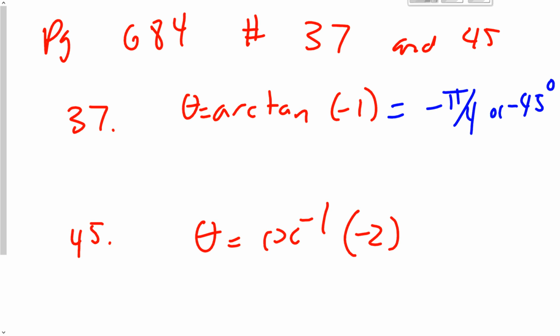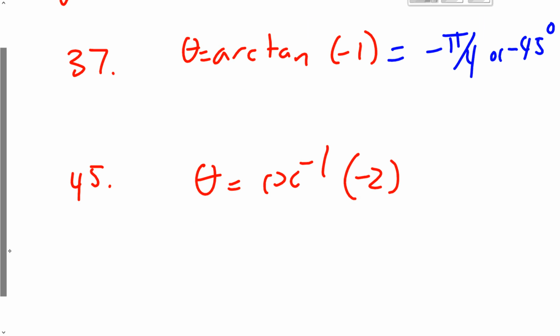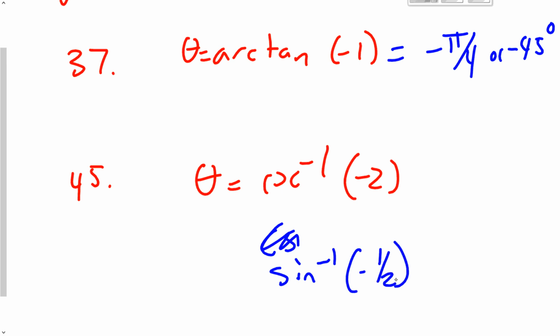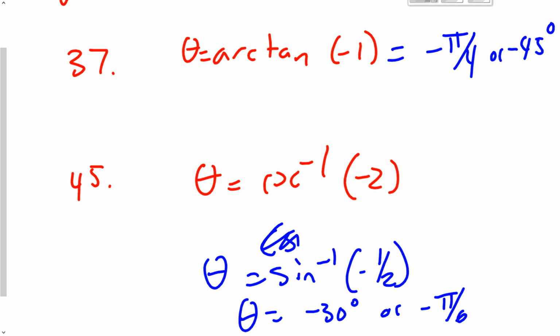Okay, and then cosecant goes with sine, so I'm not going to flip the sine, I'm just going to do inverse sine. I'm going to flip the answer, so that's a -1/2. So think about a +1/2. What gets us a +1/2? Well, a +1/2 would be a 30-degree angle, but I'm going to drop down, so I'm going to be at -30 degrees, or -pi/6. And so those are the answers for number 37 and number 45. Okay, and that's it for tangent and the reciprocals.